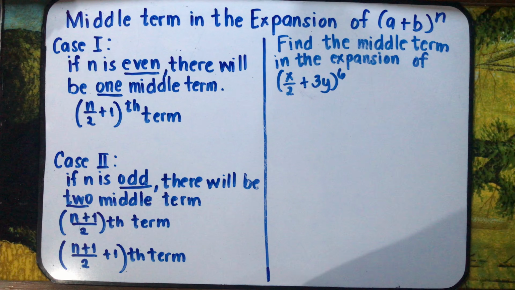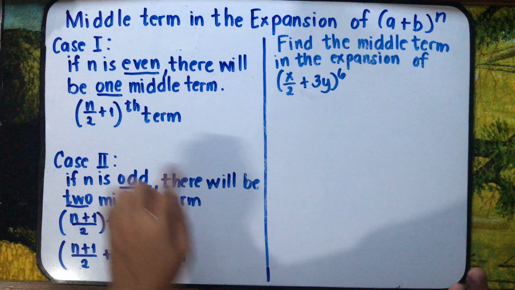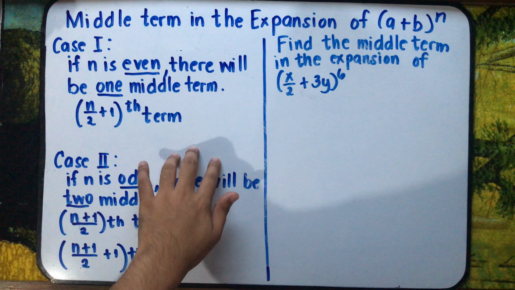For case 1, if n is even, there will be one middle term. Again, if n is even, there is only one middle term. And the position of that term is n over 2 plus 1. So that is the term position.